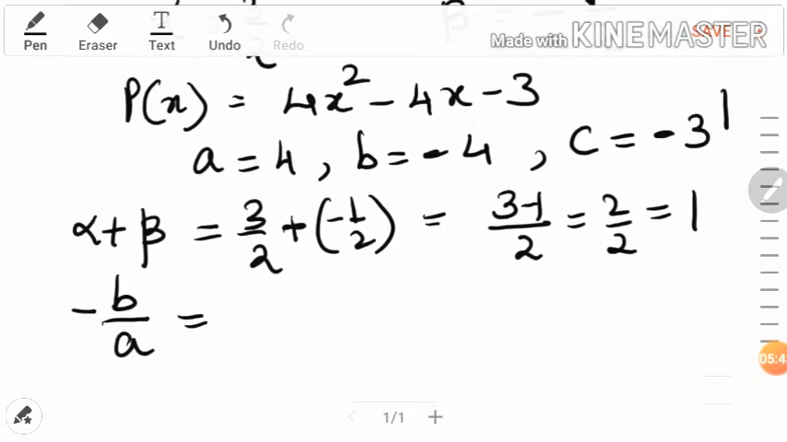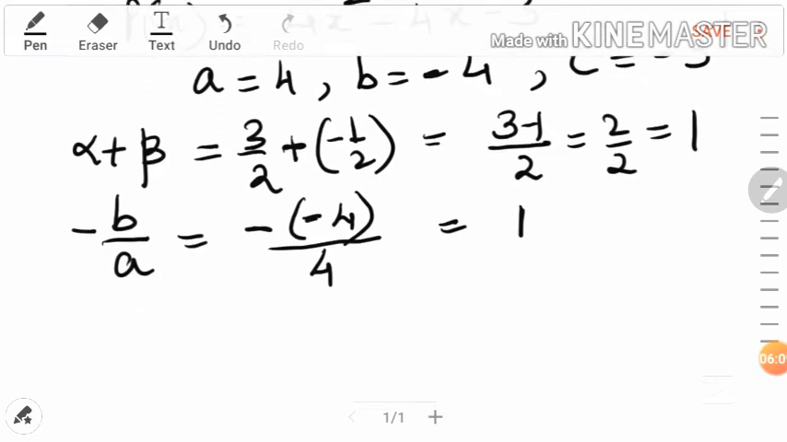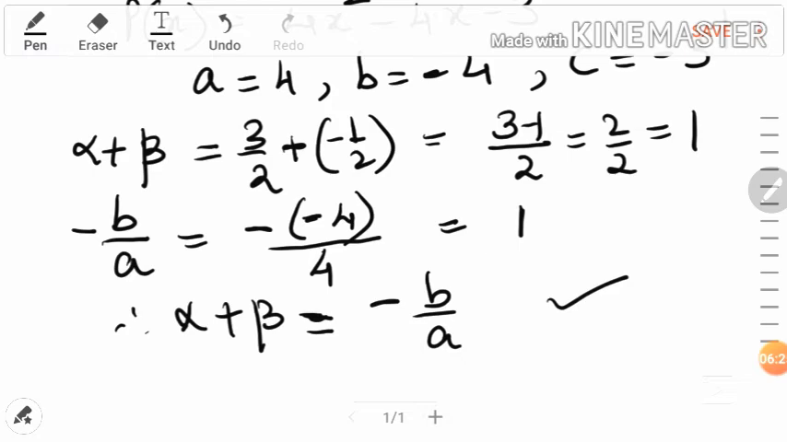Now we will find out minus b upon a. So this minus is with the expression. We'll keep it as it is. Substitute the value of b, that is minus 4, divided by a, which is 4. So on simplifying, this becomes 1. Minus minus becomes plus, and 4 cancels. So we can see that from these two, alpha plus beta is equal to minus b upon a. This relationship is verified. Now we will verify the product of the roots.